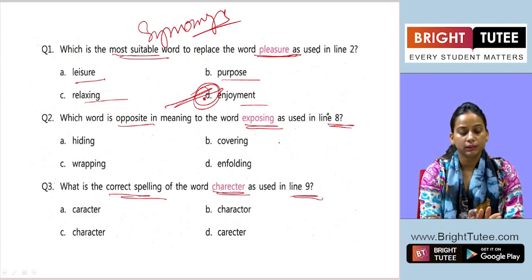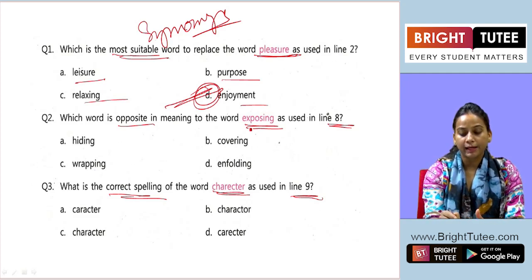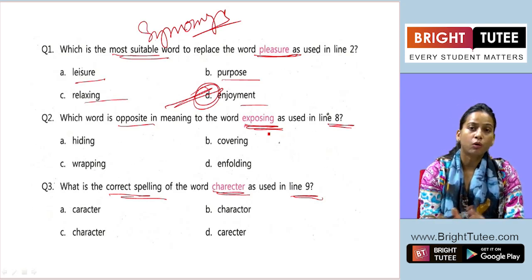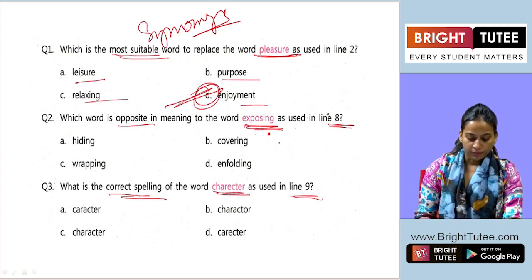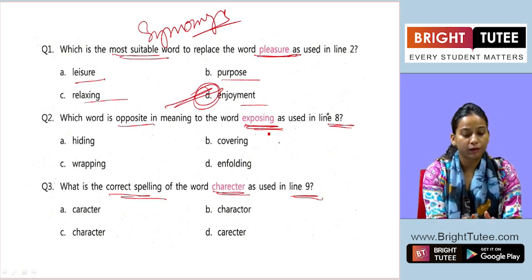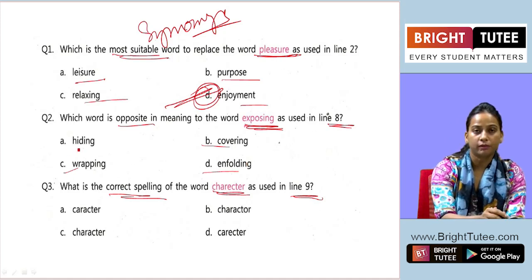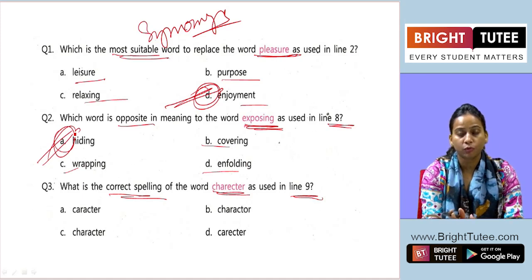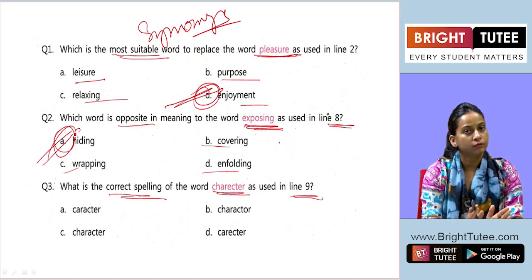Second one, which word is opposite in meaning to the word exposing as used in line 8? So exposing means to come in contact with something or to get to know something, get revealed. Clear? So the opposite of that, in line 8, by exposing them to various components. So we have to find out the opposite, whether it is going to be covering, enfolding, wrapping or hiding. So the appropriate answer is going to be hiding. When you are talking about expose, hiding is the opposite of the same.